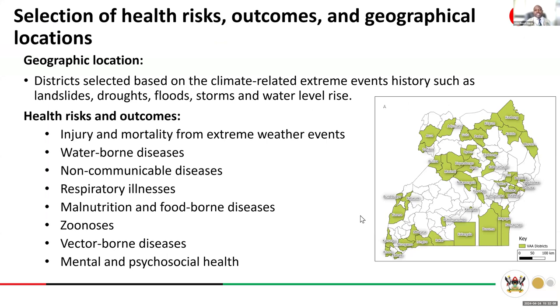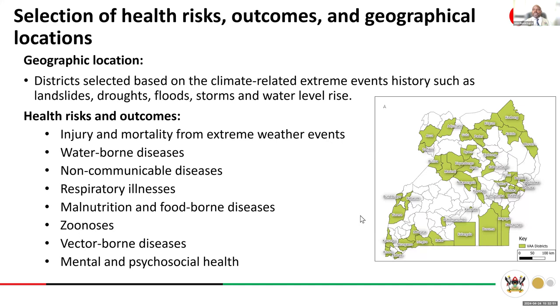So in the selection of the districts, or the geographical location of where we did the assessment, we had to take into consideration the climate-related extreme events that have hit the country historically, and these were available from the Prime Minister's office, which is really the custodian for disasters, and of course other partners like the Uganda Red Cross. So we got information on landslides, on drought, on floods, on storms.